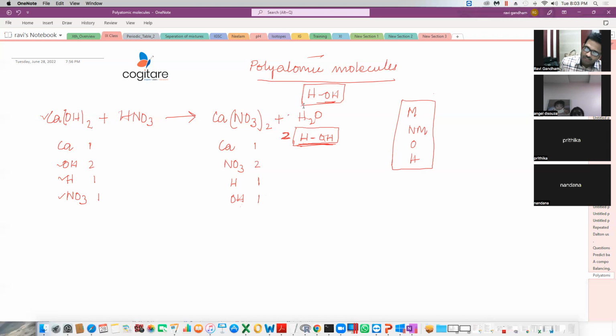Whatever we are balancing, once you have split water into H and OH minus ions, you have to now start balancing with this one and not with this one, right? We'll start balancing here. Now, how many calcium do you have? 1. You have nitrate, 2. Step by step we'll go. How many hydrogen you have? 2. And how many hydroxyl do you have now? Two. Is everyone clear till here?